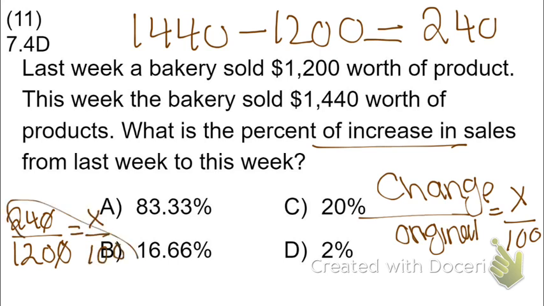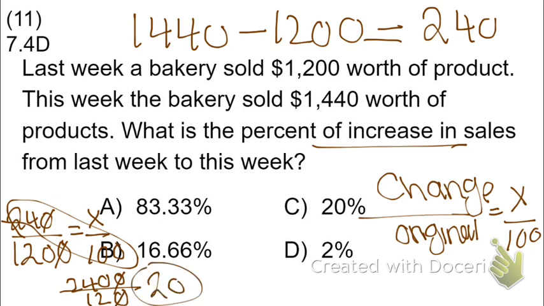I crossed out my common zeros just to make the computation easier to work with. That's 2,400 divided by 120. Cross out my common zeros again. That's 240 divided by 12, which is 20. All right?